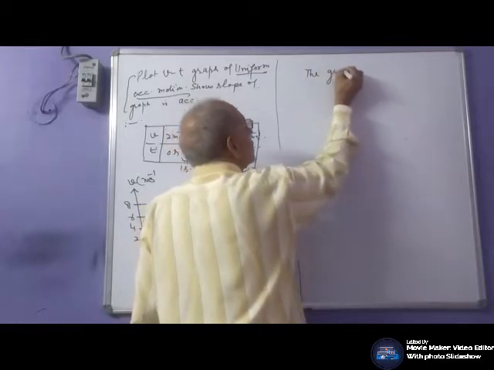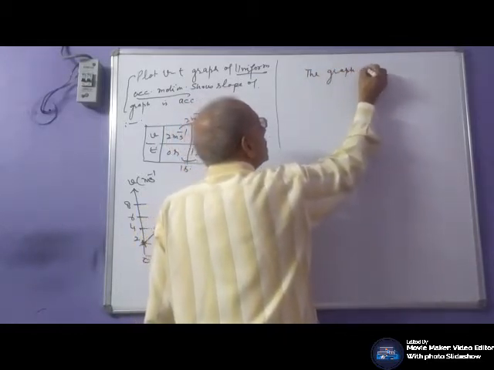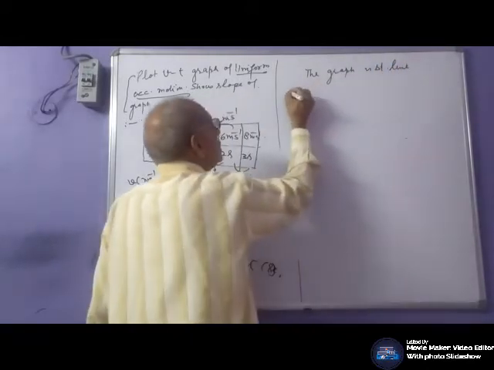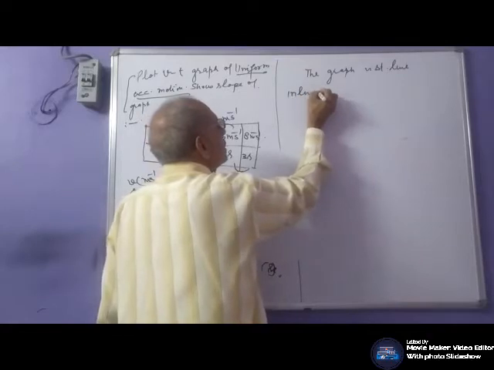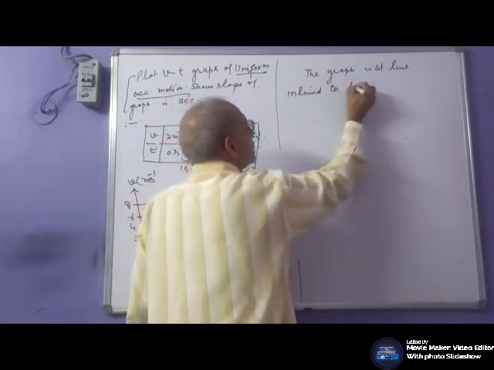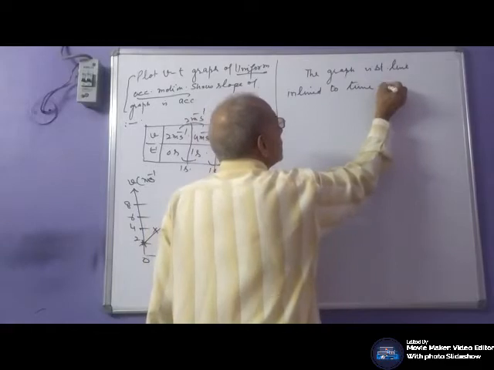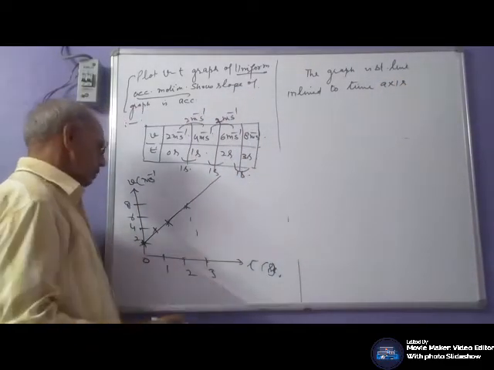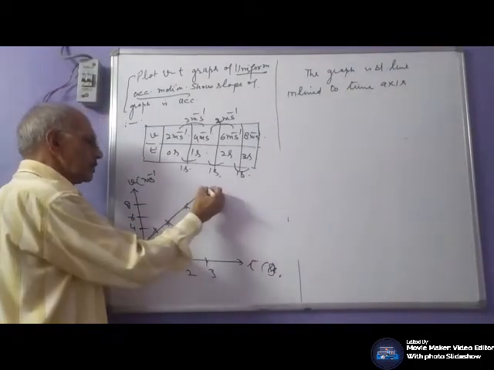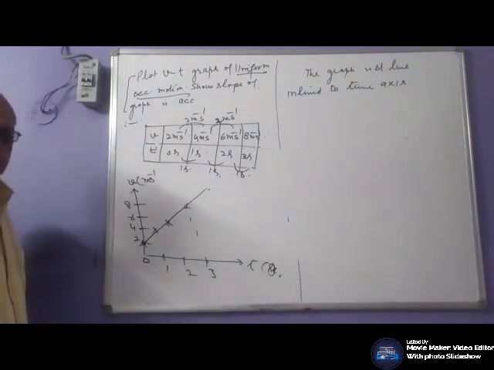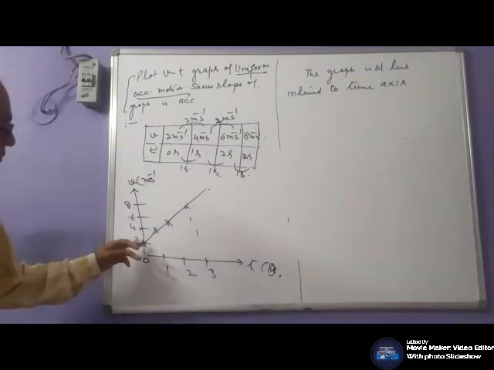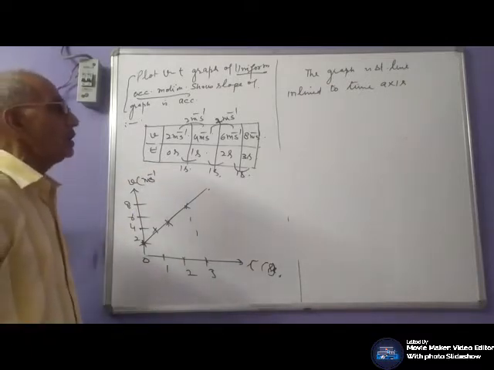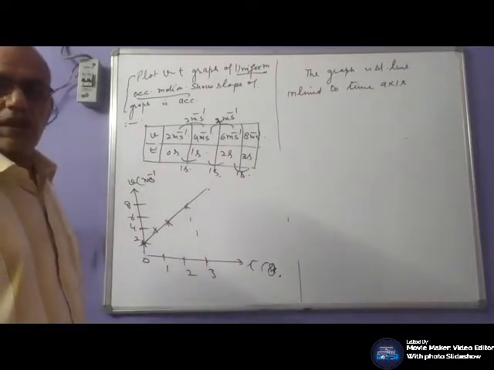The graph is a straight line inclined to the time axis. This is the time axis. It is making a certain angle with the time axis. It is making a certain angle with the velocity axis. You can say the graph is a straight line inclined to the velocity axis.